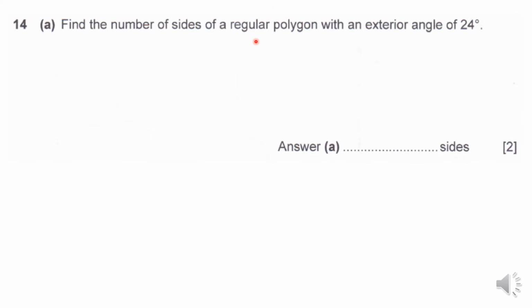Find the number of sides of a regular polygon with an exterior angle of 24 degrees. What you need to remember is that exterior angles of all polygons, no matter what type of polygons they are, regular or irregular, will always add up to 360. So you can find the number of sides simply by dividing 360 by 24 in this case, and it's a 15-sided polygon.